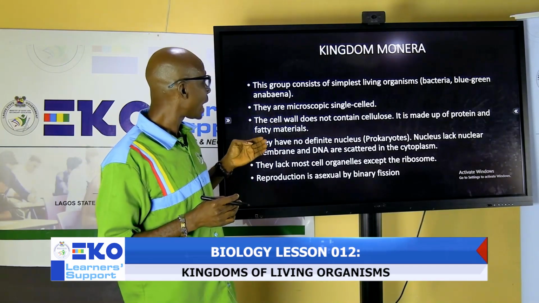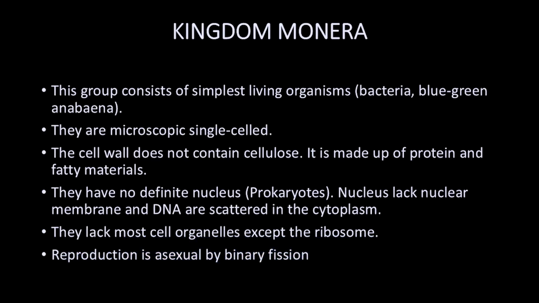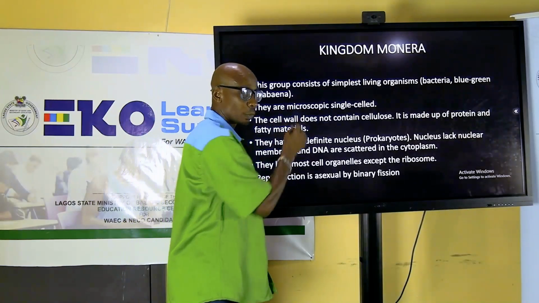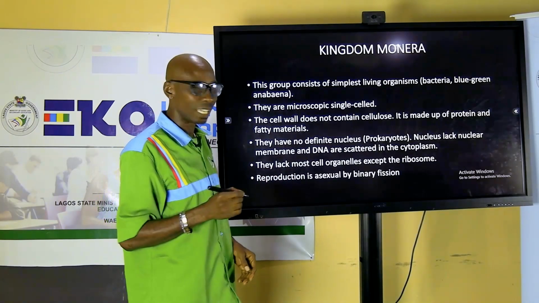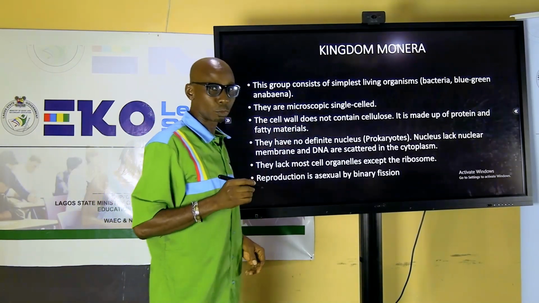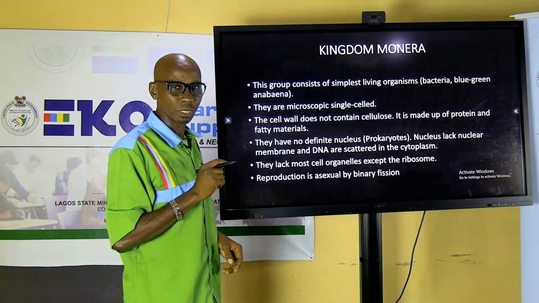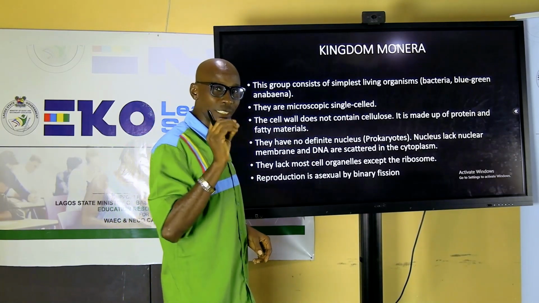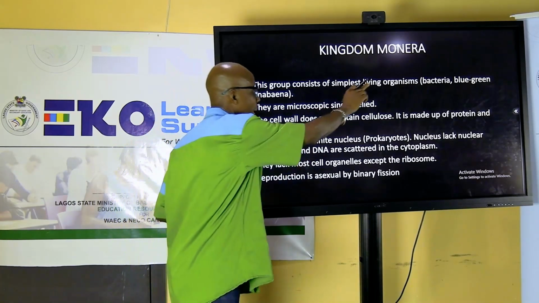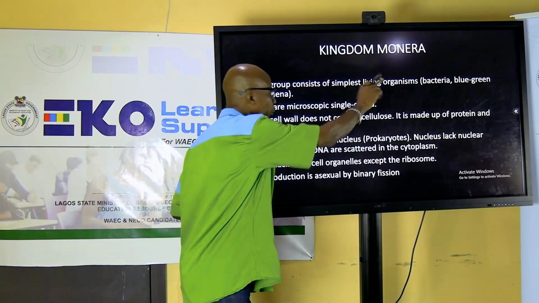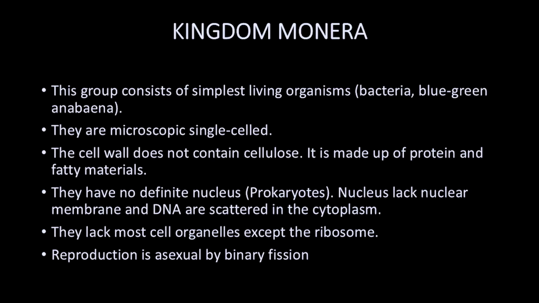The kingdom Monera consists of the smallest living organisms: bacteria, blue-green algae, and anabaena. They are microscopic. That means you can only see them through the microscope, and they are single cell. That means they are just one cell organism. So if you are asked to mention an example of a one cell organism, bacteria is an example, blue-green algae is an example. Their cell wall does not contain cellulose.